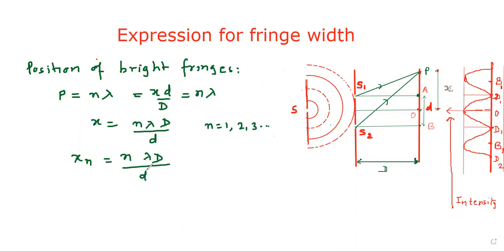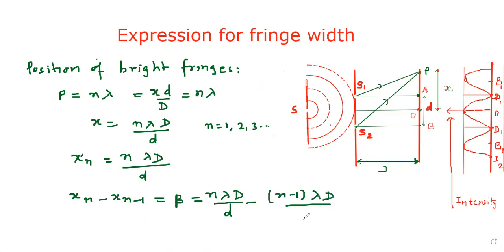And now we find the difference between two successive fringes. So let's write xn minus x(n minus 1), which will be equal to the fringe width. Suppose this is beta. So this will be equal to n lambda D divided by small d minus (n minus 1) lambda D divided by small d. So if we open the bracket, we will get lambda D upon small d. So we can say that fringe width equals lambda D upon small d.